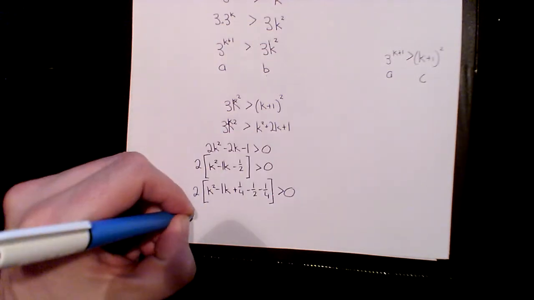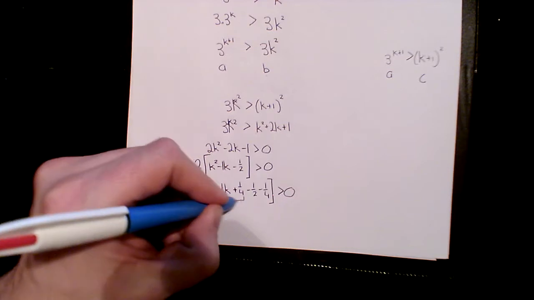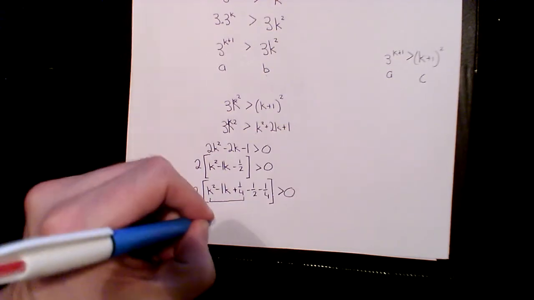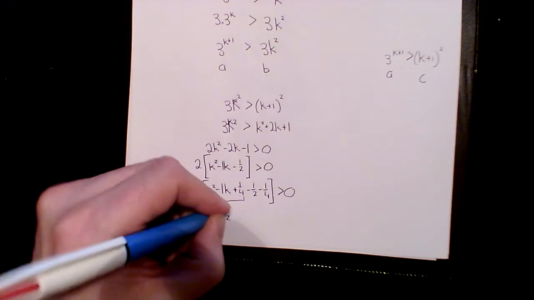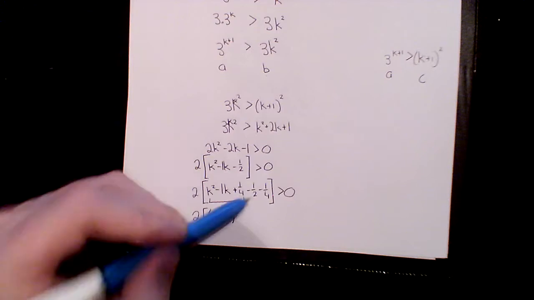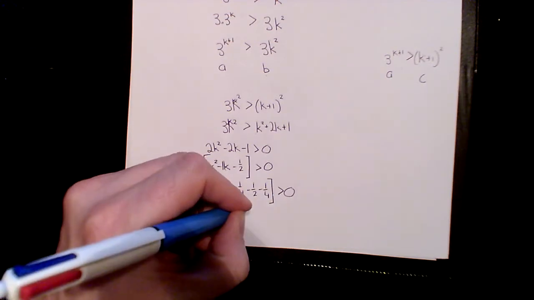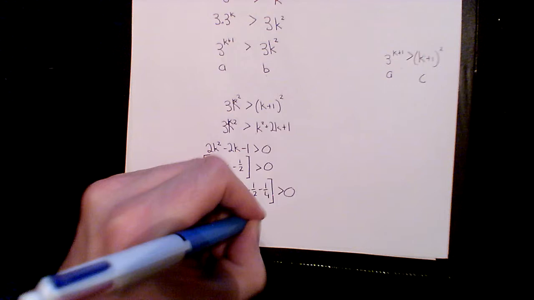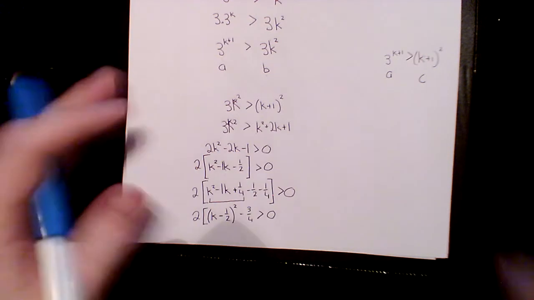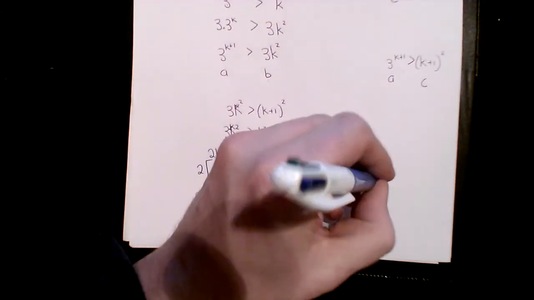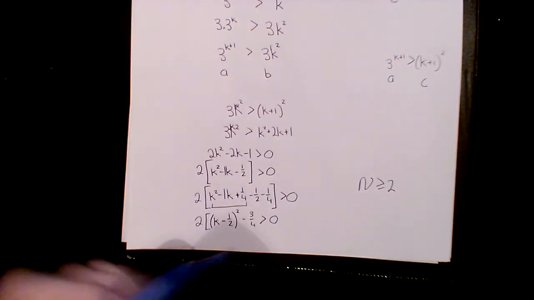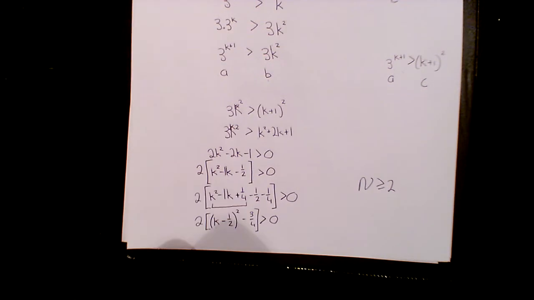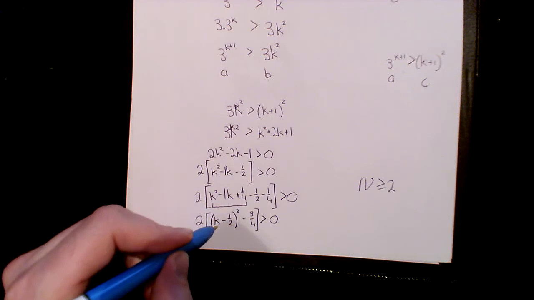Okay, nearly there. So 2, now I can take this, I can make a perfect square out of it, so that'll be k minus a half squared, and then minus a half minus a quarter is minus 3 quarters, and that should be greater than 0. Now, we're after saying for when n is greater or equal to 2. So put 2 in for k. C is greater than 0. Yeah, so put 2 in for k and see if it's greater than 0. It is.